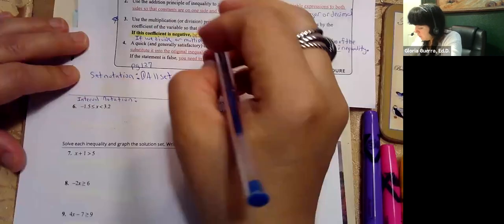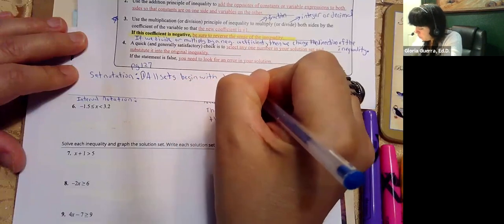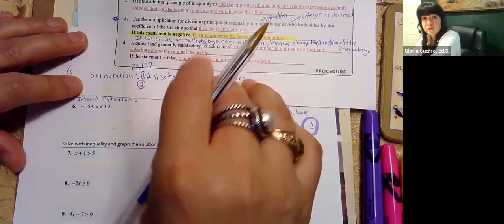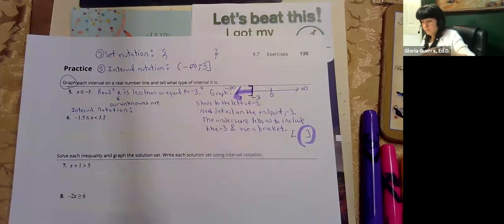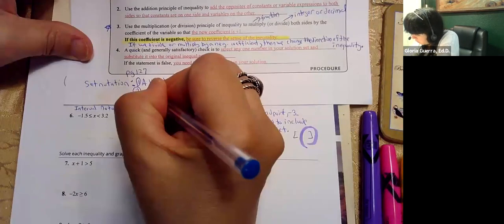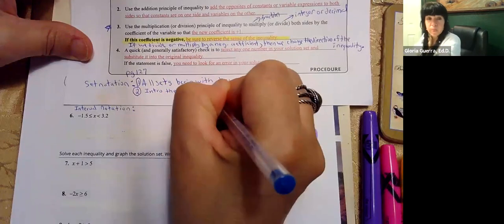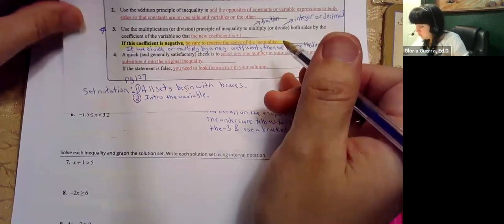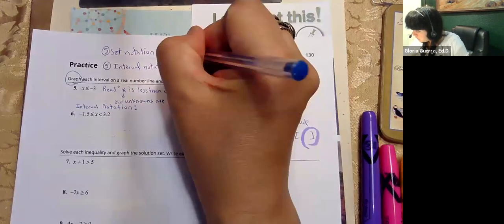First, all sets begin and end with braces, some kind of curly braces. That's the first thing you should know. And then you introduce the variable, intro is introduction, which means introduce your variable. The variable you're talking about on number 5 is only X. So you have X such that.